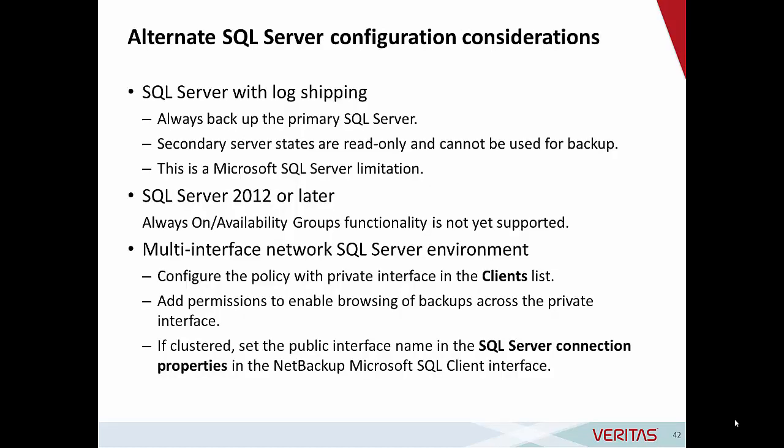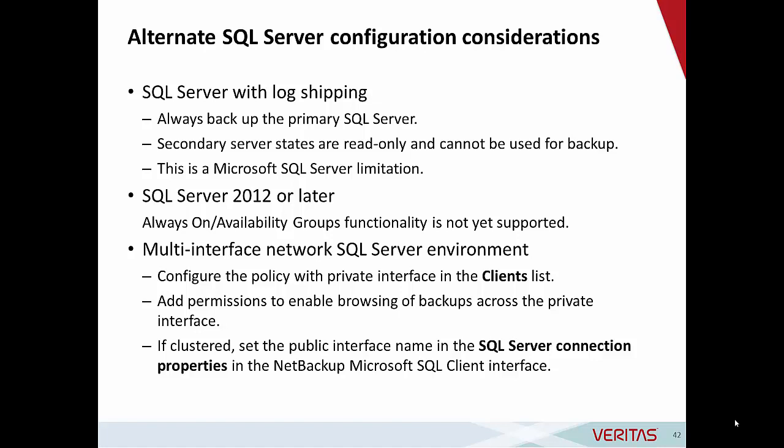This slide shows some considerations about SQL Server. Remember that SQL Server is doing replication via log shipping. We're always going to back up the primary SQL Server. We're unable to back up secondary servers because those databases are in a read-only state, and SQL Server requires write access in order to do data protection. Always-on availability groups is not yet supported as of 7.7 GA.